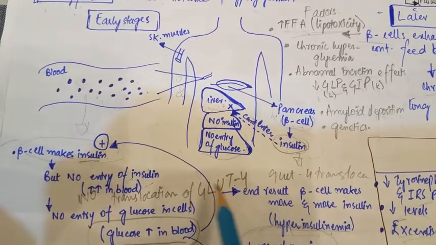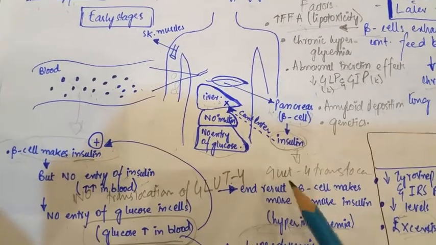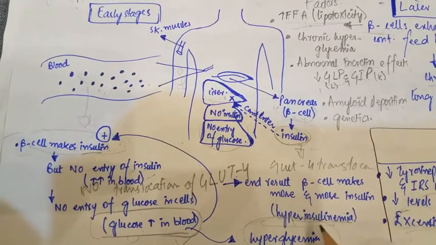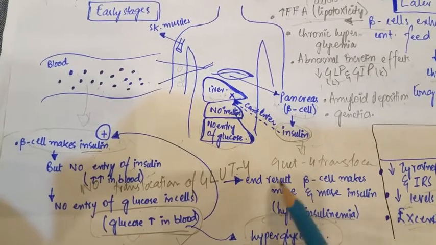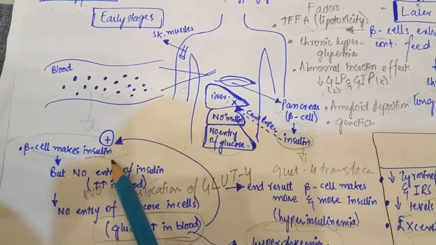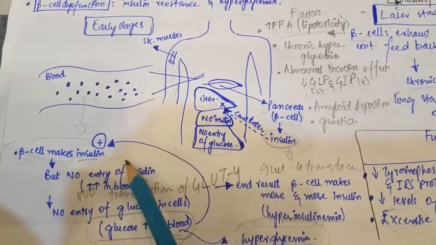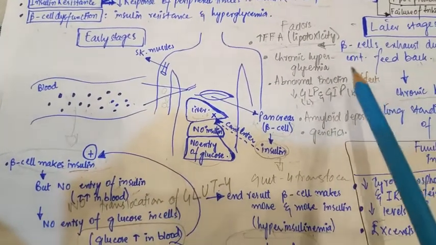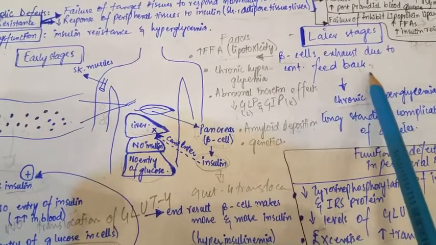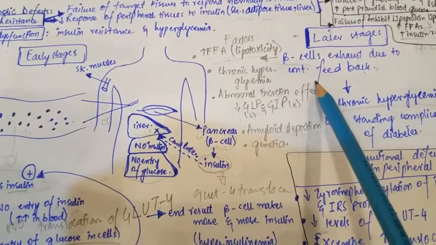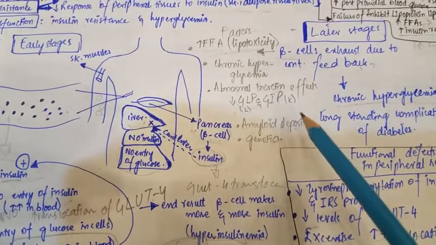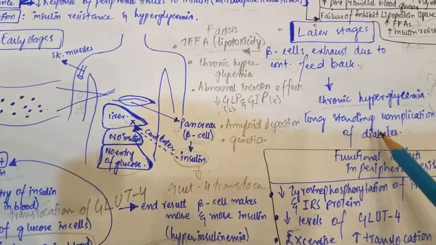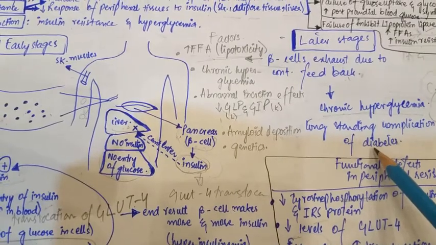What is the end result of all this? Beta cells will make more and more insulin, and the hyperglycemia will give positive feedback to the beta cells to make more and more insulin. This was the early stage. And what happens in the later stage? Beta cells are exhausted due to the continuous positive feedback and continuous secretion of insulin, resulting in chronic hyperglycemia and long-standing complications of type 2 diabetes mellitus.